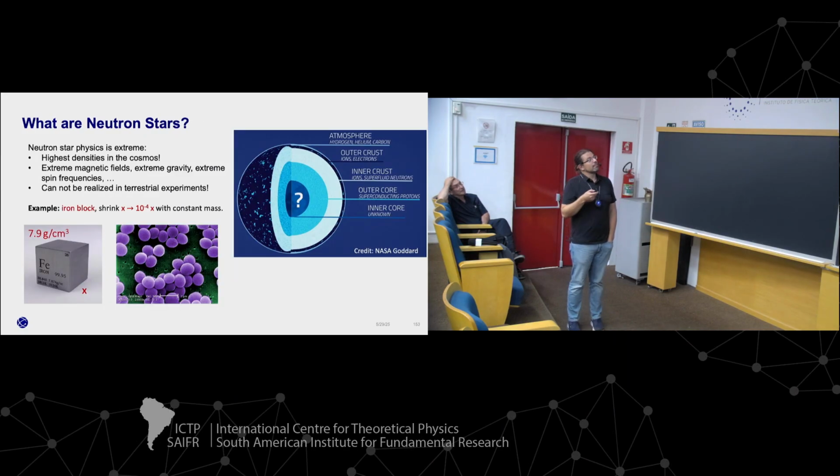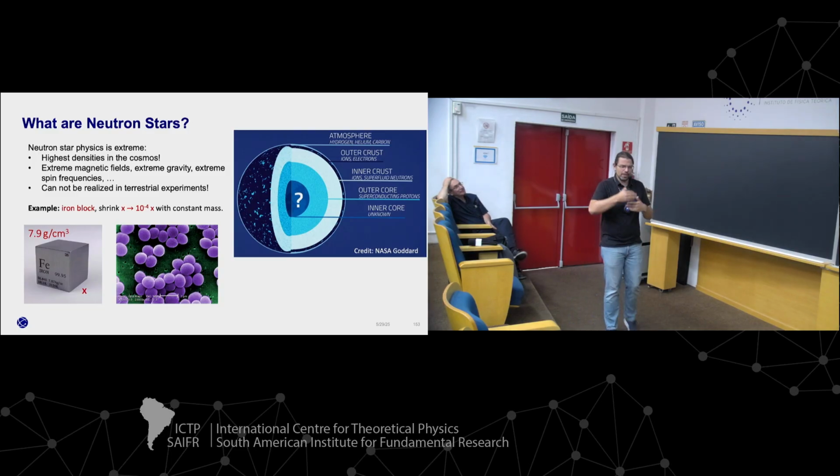Neutron stars are interesting because they have these high densities, and they are extreme in any regard. They not only have the highest densities in the cosmos, they also have extreme magnetic fields. Because they have high densities, they have extreme gravity. They can spin extremely fast. They are of the mass of our sun or heavier, between 1 and 2 solar masses, but the heaviest neutron star spins like 700 times per second. That's insane. I think this is super cool.